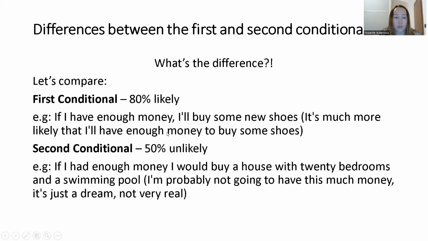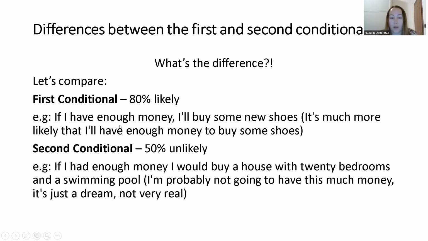Okay, and let me talk about the differences between the first and second conditionals. So what is the difference? Let's compare. The first conditional is 80% likely. So it can happen, yes. It's reality, it can happen, but not 100%, like 80%, because 100% is a fact. That's a zero conditional sentence.